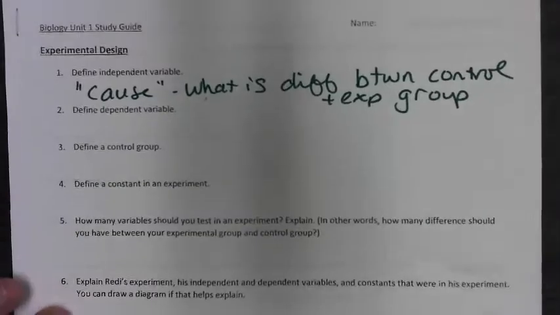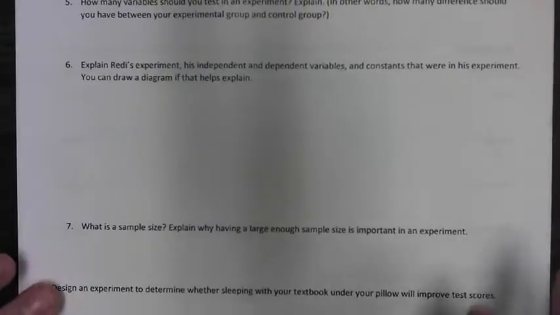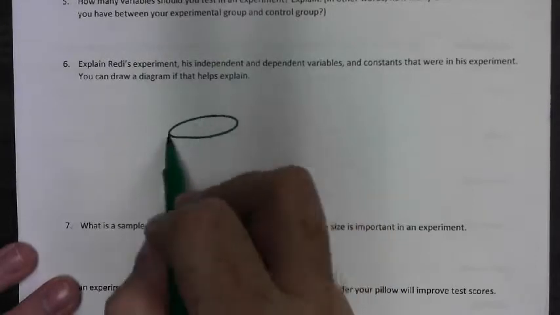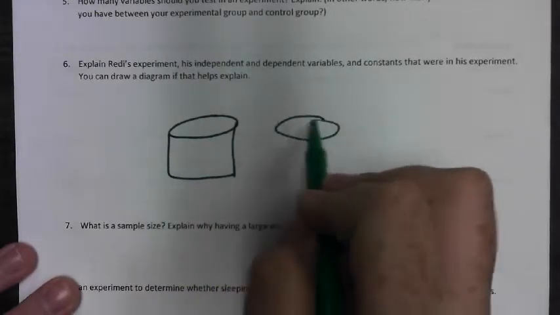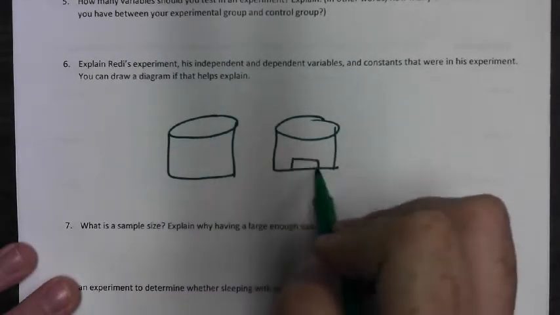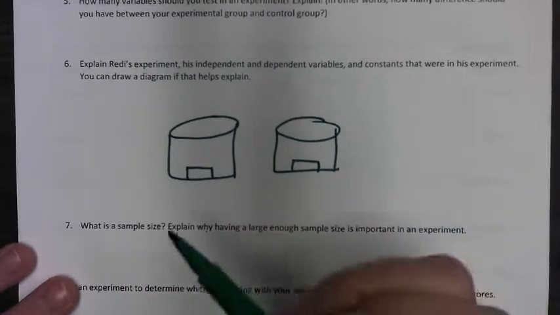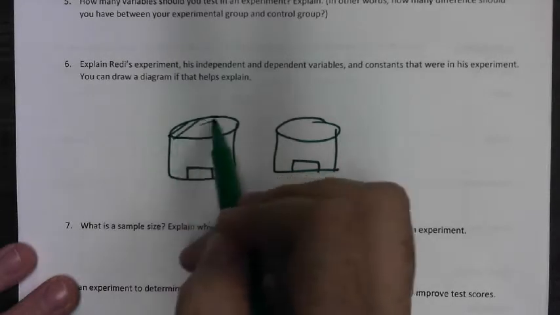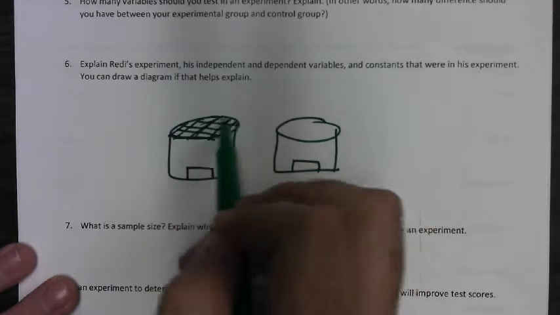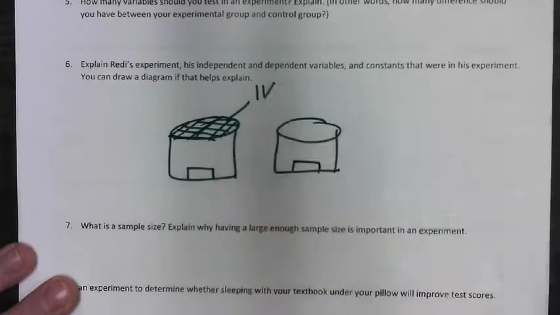So I'm going to cheat and go down here to use Reddy's experiment as an example. We have jars. We have the meat inside the jars. When Reddy set this up, what did he make different between this experiment? And the answer would be the coverings. Okay? So that covering would be our independent variable.